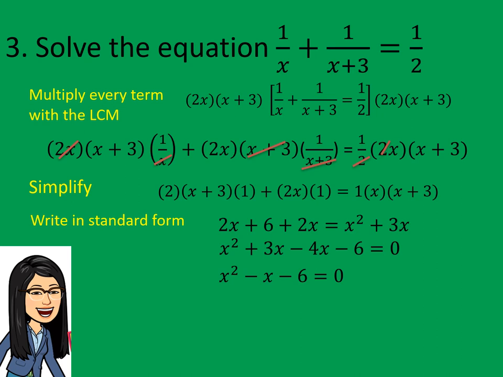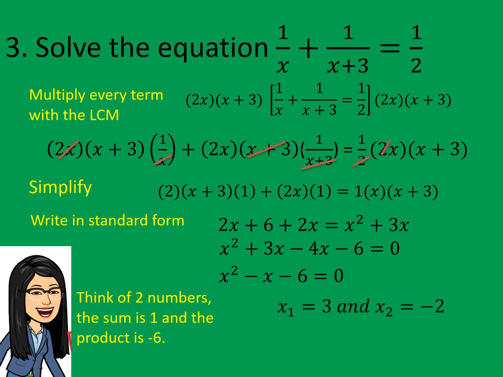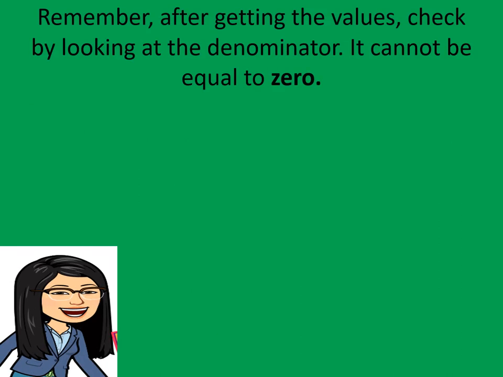Now, using the idea of sum and product, think of two numbers. The sum is 1 and the product is negative 6. Now, the possible values of x will be 3 or negative 2. Remember, in solving rational equation, the value of the denominator cannot be equal to 0 because it will become undefined.